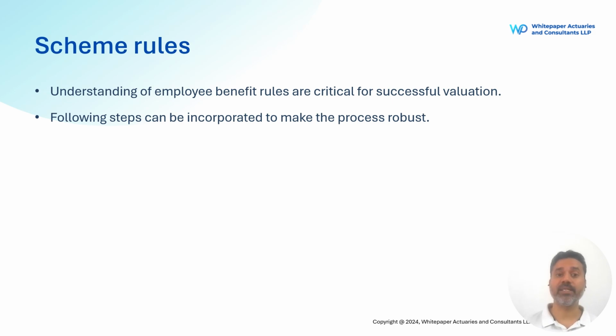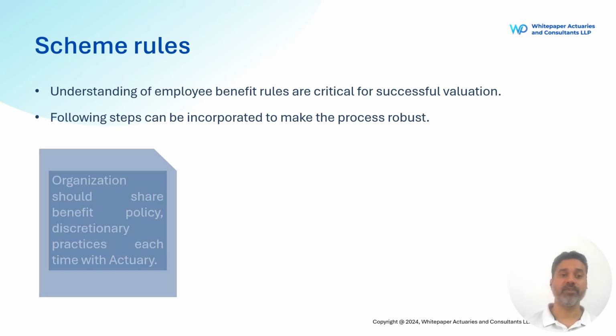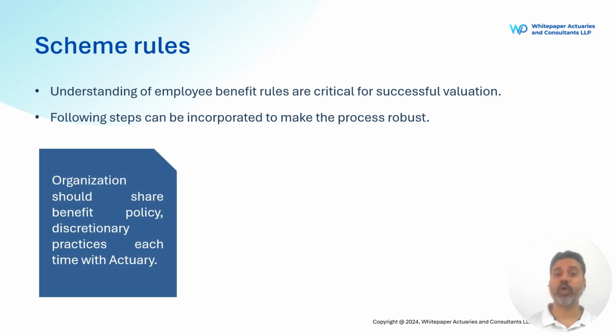To enhance accuracy in actuarial valuations, organizations should consider the following steps. First, share the organization's policy for the benefit scheme with the actuary. Include details of any discretionary practices followed by the company that may not be explicitly stated in the policy. This enables the actuary to comprehensively review the scheme rules and incorporate them accurately in the valuation model. Providing these details with each valuation ensures that the most up-to-date rules are applied.